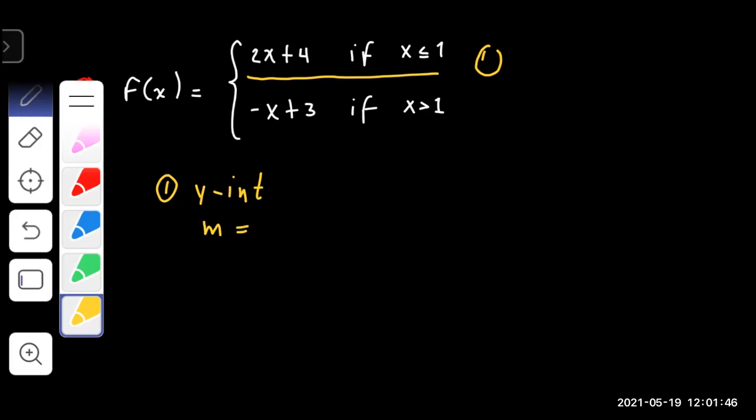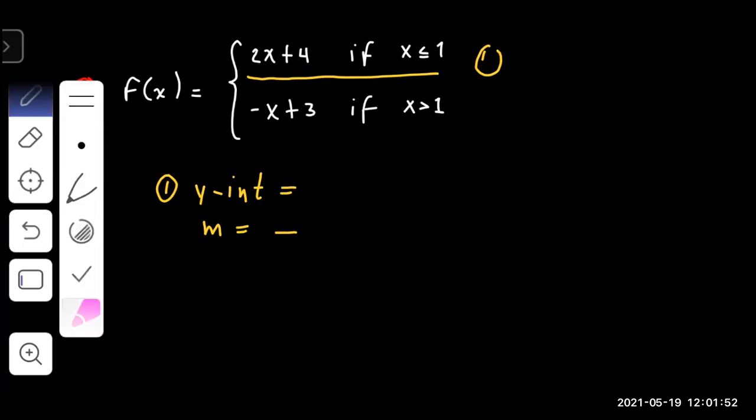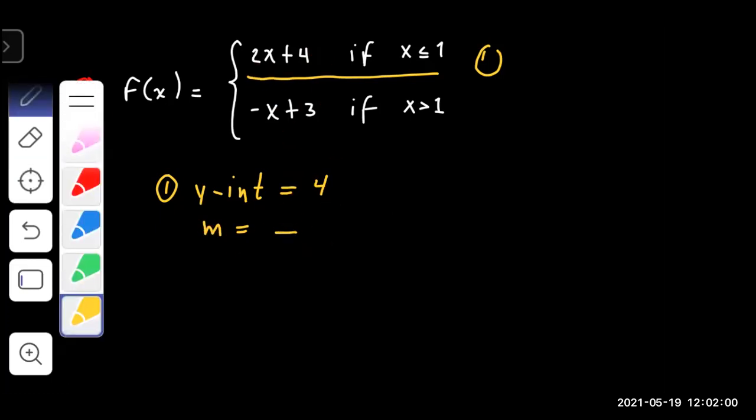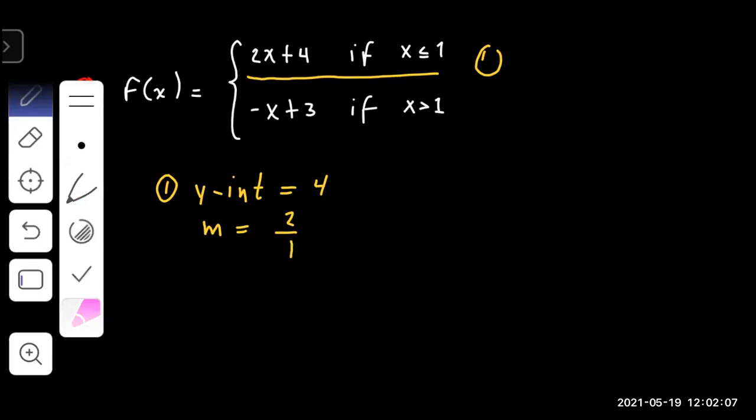A slope is always a fraction. What is the y-intercept in this function? 4. 4 is the y-intercept, the constant value. And what is the slope? The x coefficient, 2 over 1. And I need a fraction. I don't have a fraction, so just put a 1, guys. Come on, man up. Okay, we got it. Let's get the coordinate system and let's graph this.